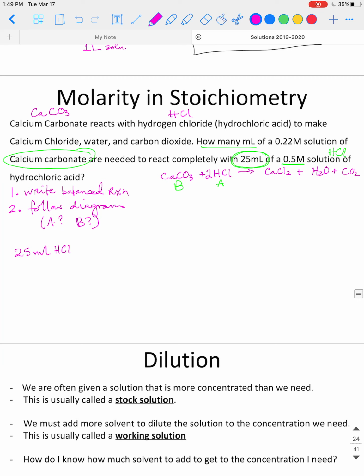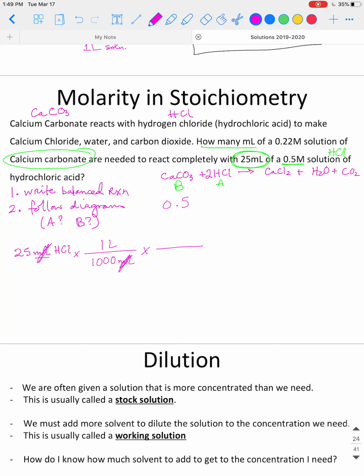Well, what the diagram says is that we're going to go from volume to moles using molarity. But if you remember, molarity is moles per liter, not moles per milliliter. So we need to convert from milliliters of HCl to liters of HCl. So we're going to go 1,000 milliliters per 1 liter, so that the units of milliliters cancel out, and now we have liters. Now we are going to use the molarity of HCl, which is in the last sentence here. It's 0.5 molar.